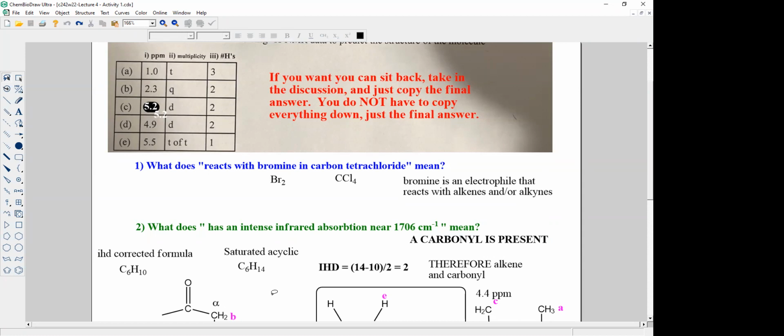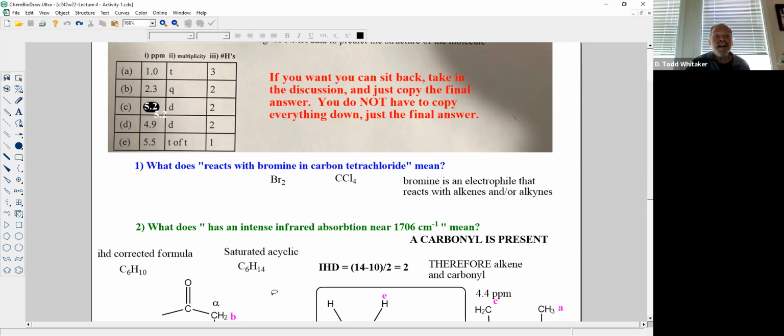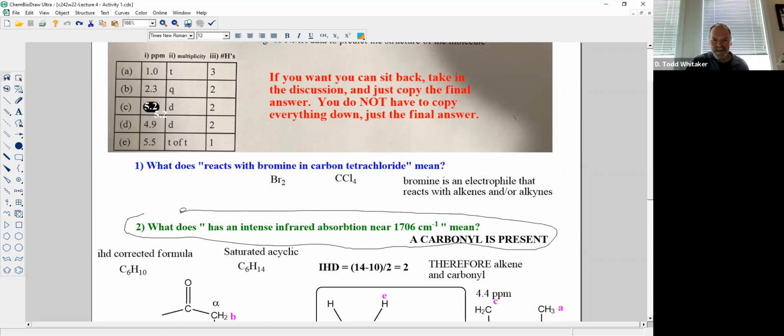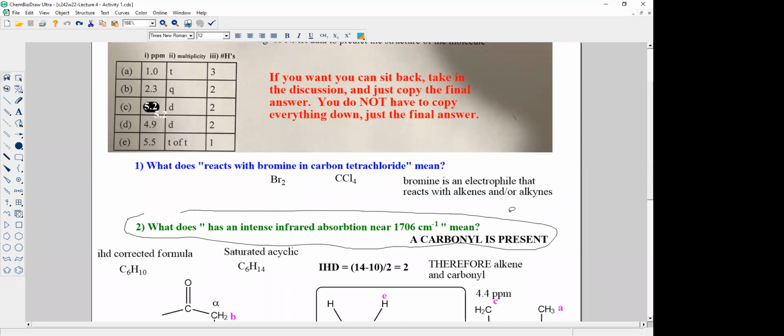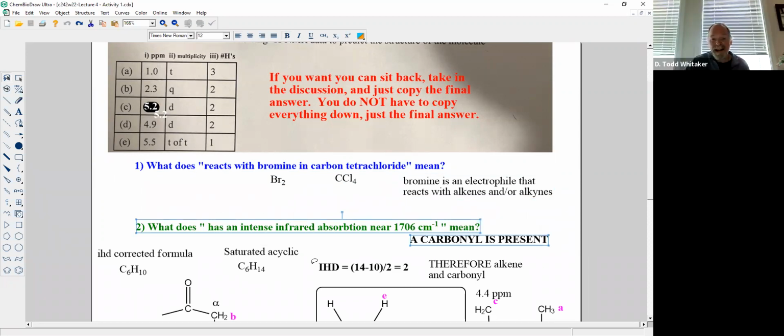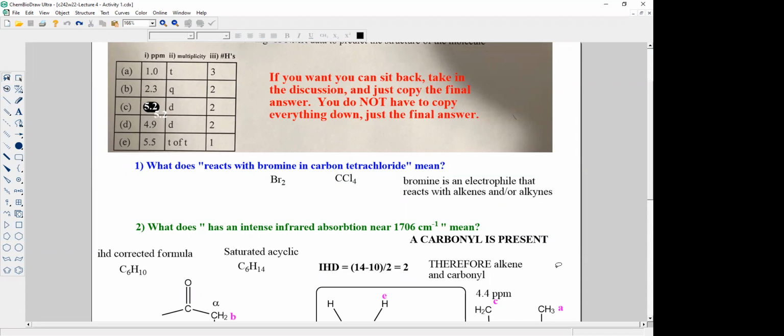So how you figured it out is that you did this IHD and there's 2 pi bonds? I did 3 things to conclude there was an alkene present. The first thing I did narrowed it down to an alkene or an alkyne. This fact means it's a carbonyl. The combination can't be more than 2 because this fact says that at most there's 2 pi bonds. Are we good now? I think so, yeah. Okay.